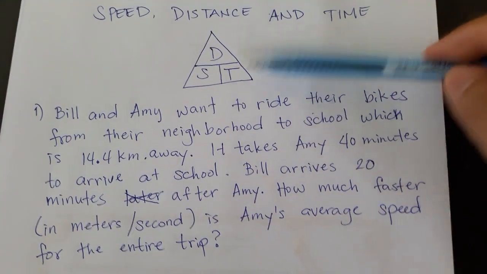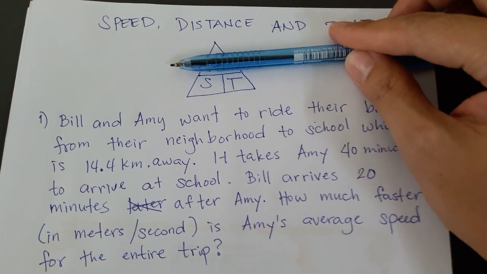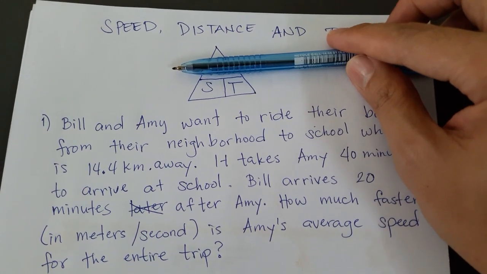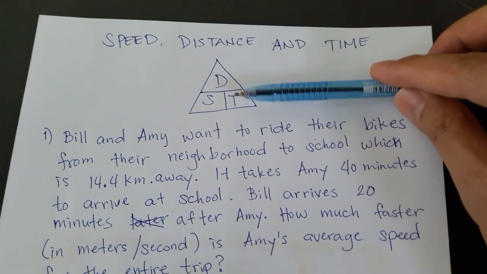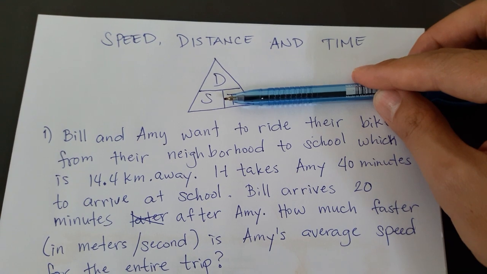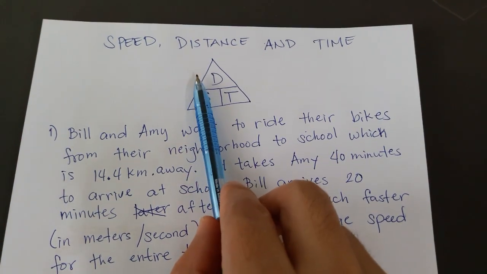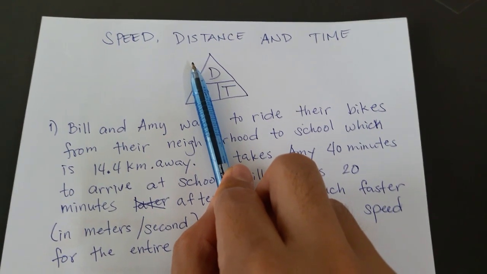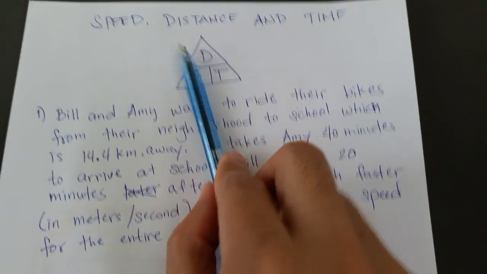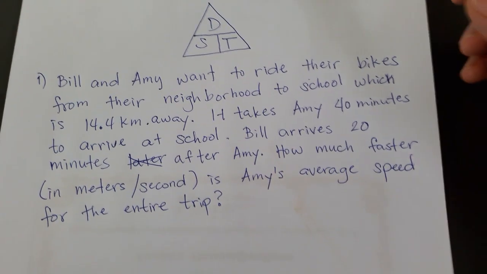For this video I am going to discuss speed, distance, and time. Now this is our formula. If the word problem is asking about the distance, just multiply the given speed by the time. If the word problem is asking about the time, just divide the distance by the given speed. And if the word problem is asking about the speed or the average speed, just divide the distance by the time. So let us start with word problem number 1.